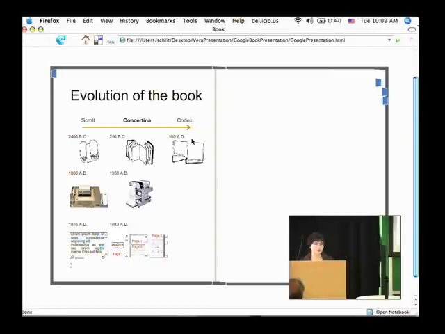So that brings me to the last document format, which is the codex format. This is the standard document format. It was preferred over the concertinas because it uses less material, which means that it is cheaper, it's easier to read and store, and it is portable.